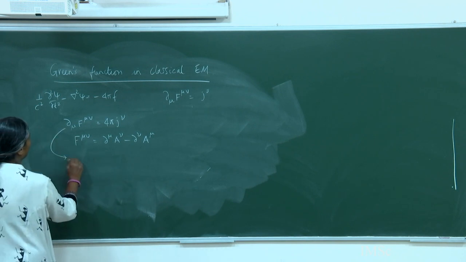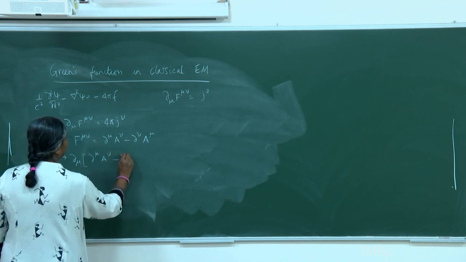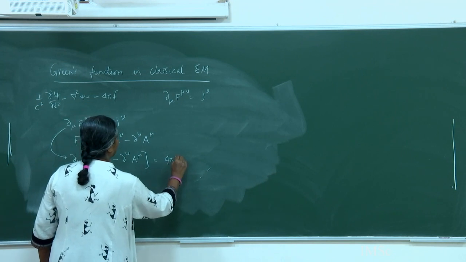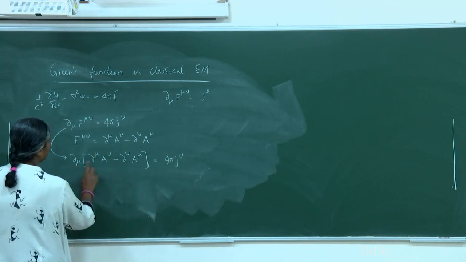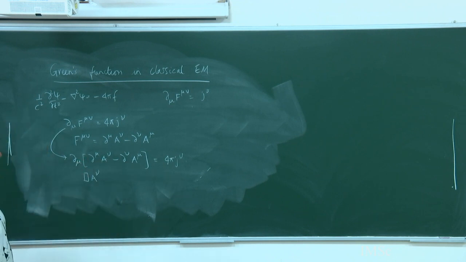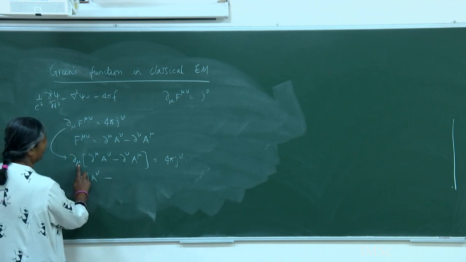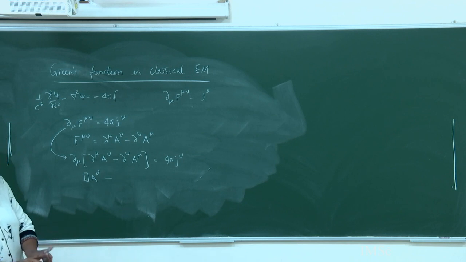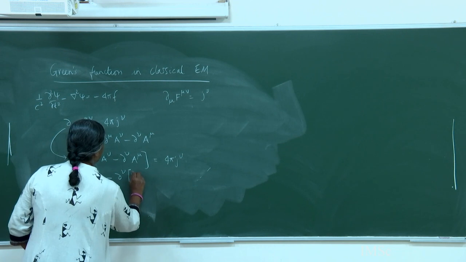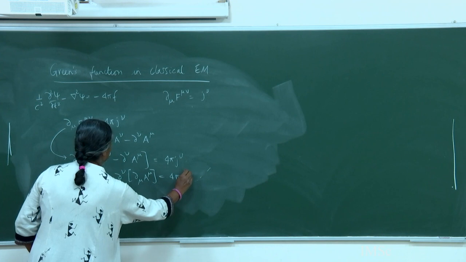So you know this equation, right? Now I'm going to substitute over here. So I get d mu d mu A nu minus d mu d nu A mu is equal to 4 pi j nu. Now what is d mu d mu? This is box, right? Minus, now you see this is a derivative operator, this is also a derivative operator, and they commute. So I can interchange the order of this and write d nu times d mu A mu is equal to 4 pi j.